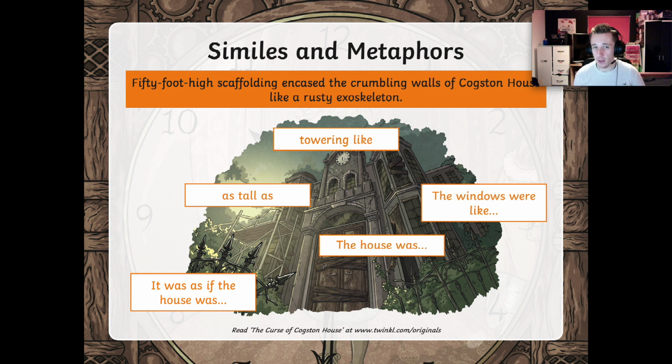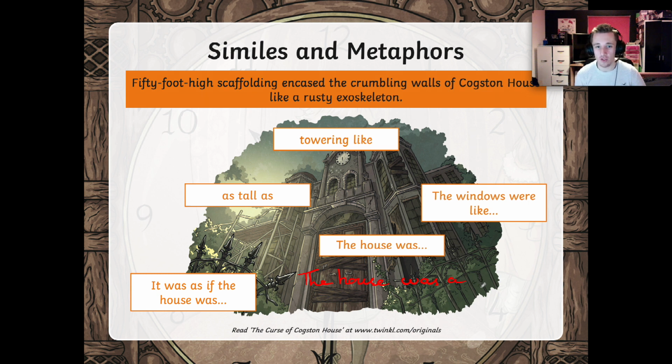Okay, so same thing again then. I'd like to pick one of these, and again, we're going to be writing it either as a simile or as a metaphor. Now, I'd like you, if you can, to have a go at a metaphor, because it's a little bit trickier. So if we're going to do a metaphor, we could take "the house was a", and then you would finish that off.